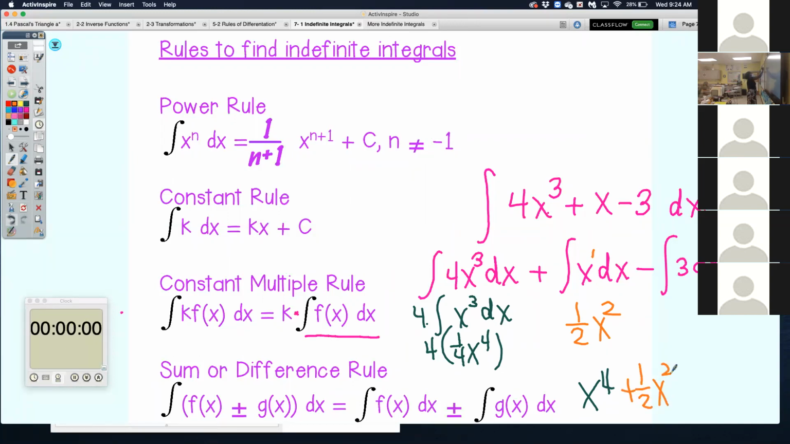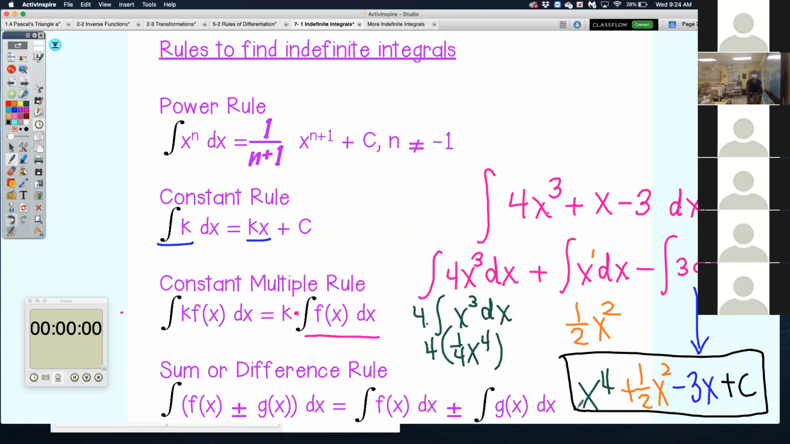And then the last one is our constant rule. Remember, anytime you take the integral of a constant, it's just the constant times x. So then this just becomes a negative 3x. And we cannot forget our plus c because we are doing the indefinite integral. And this would be our answer.